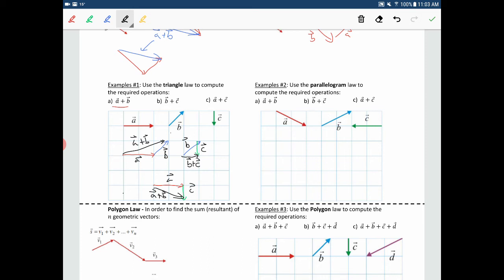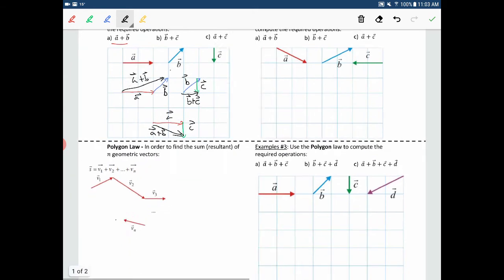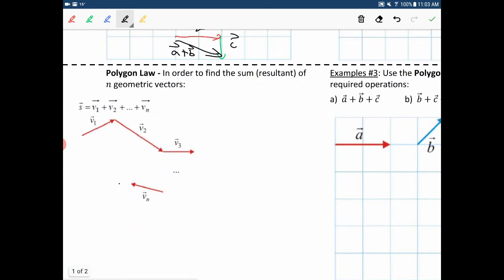So I'll let you take a chance to do the ones in example 2 yourself. It says use parallelogram law, but honestly, just use the triangle law. There's no advantage to the parallelogram law.